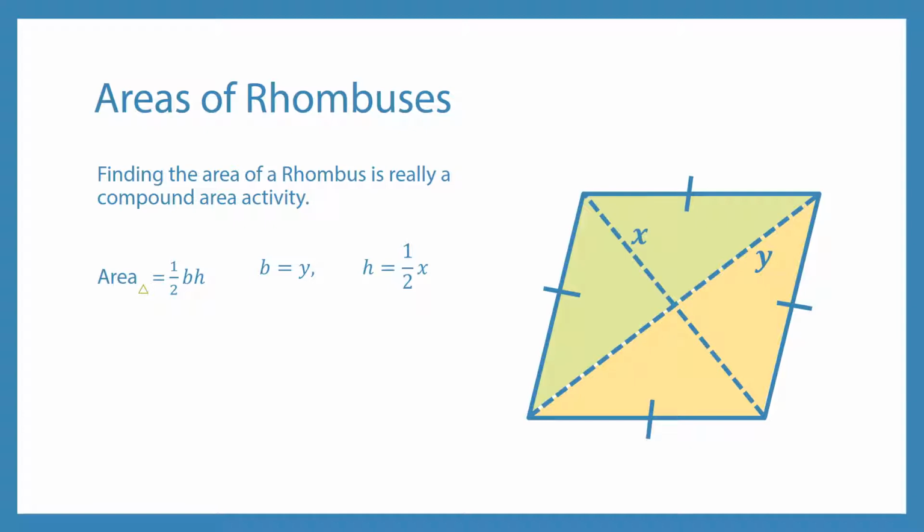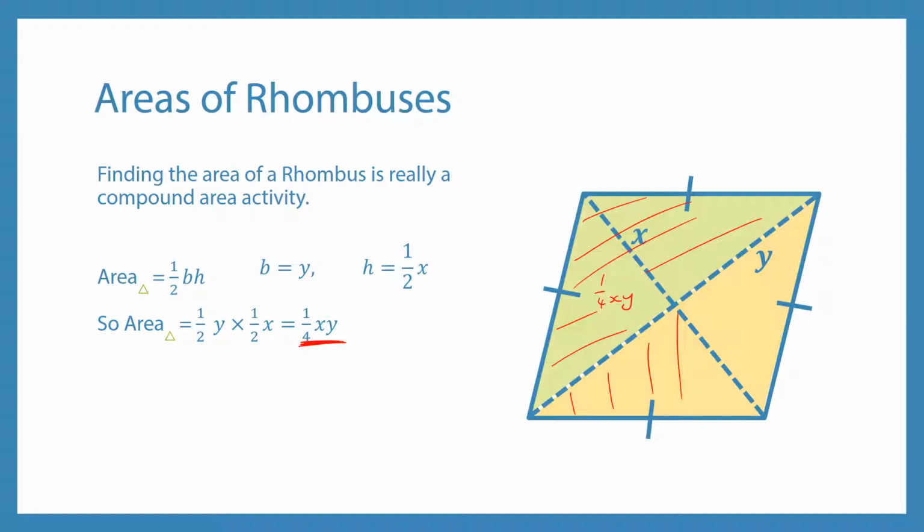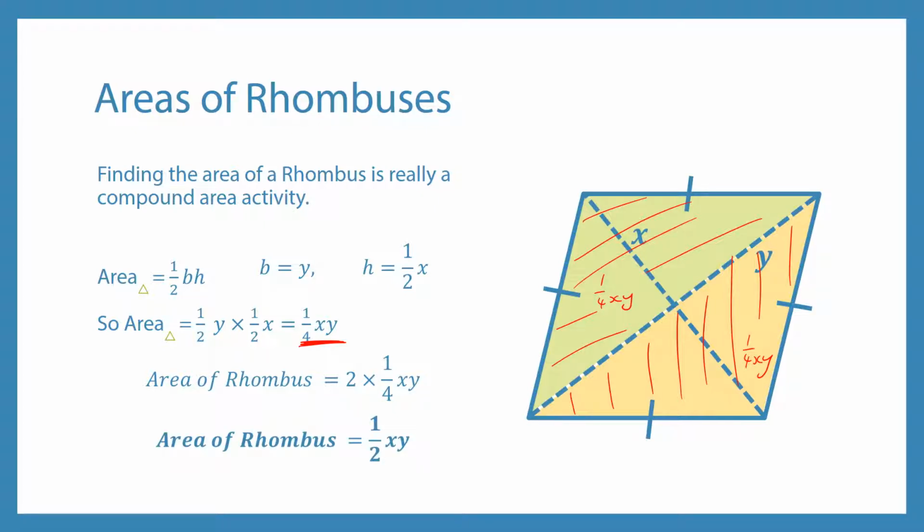So now we just substitute those into our equation, and we end up with a quarter of xy as the area of the green triangle. So 1 over 4 xy is here. Now that's exactly the same shape and area as the yellow one, so we'd also get a quarter xy here. So the total area is just 2 times that. So the area of a rhombus would be a half xy, or a half of the length of its two diagonals.